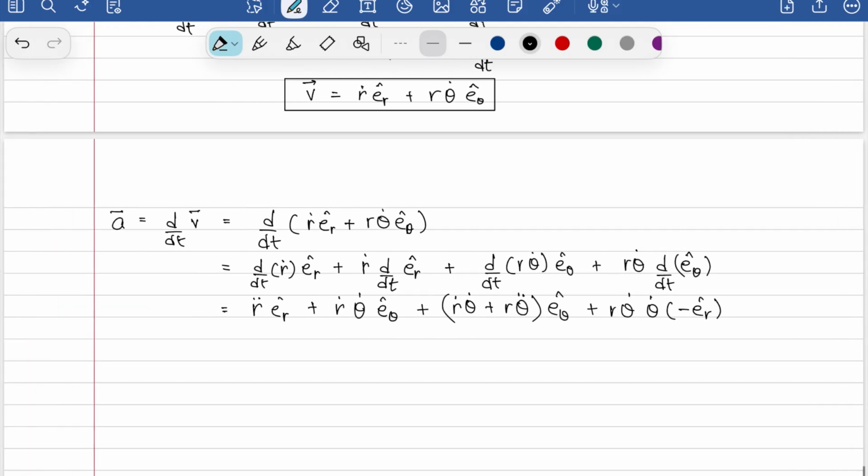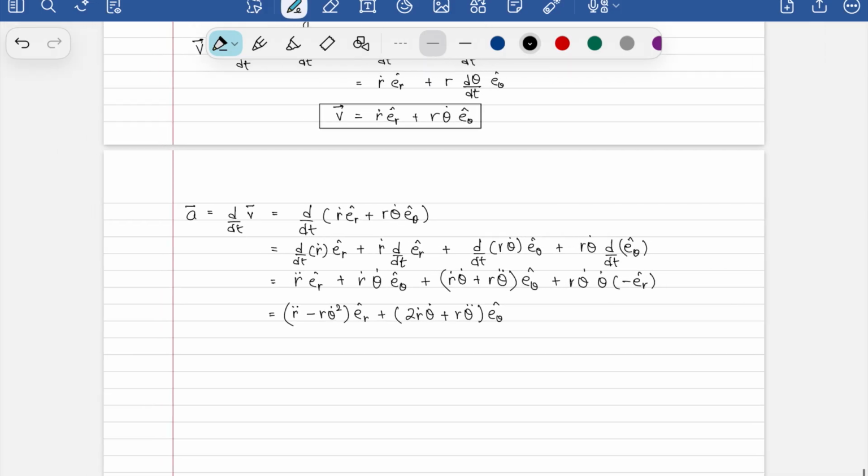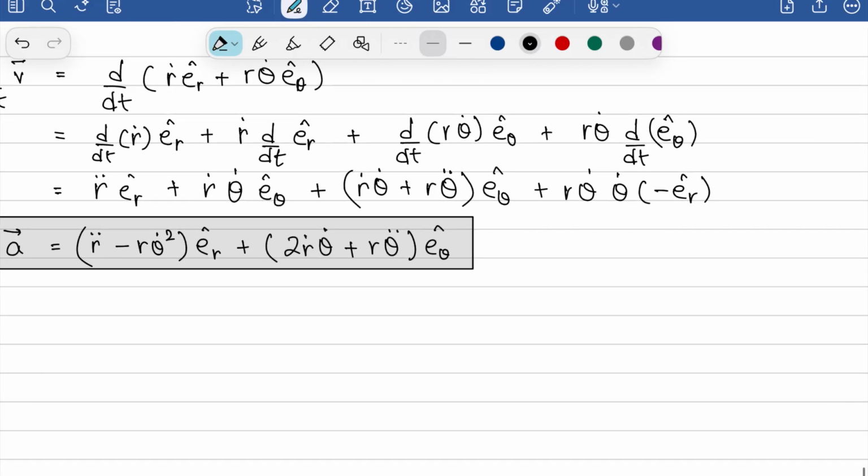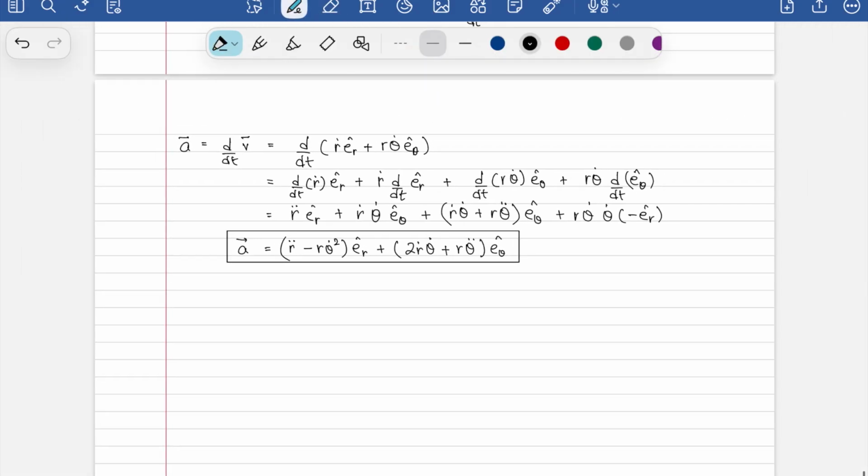If you now were to combine all the terms, collect all the er hat terms first, you should get r double dot minus r theta dot squared er hat plus you get 2 r dot theta dot plus r theta double dot e theta hat. So this here is the acceleration in polar coordinates. If this is too abstract, let's do a problem that makes it clear what all of this means.